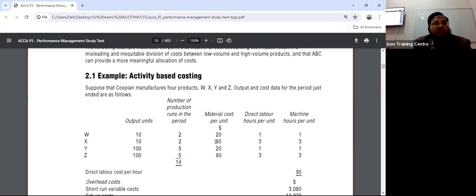So X is more expensive as compared to W, right? And then Y, it is costing you how much? 20, right? So it is cheaper, but Z, it is costing you how much? $80. So dear students, I will repeat what we are discussing, right?